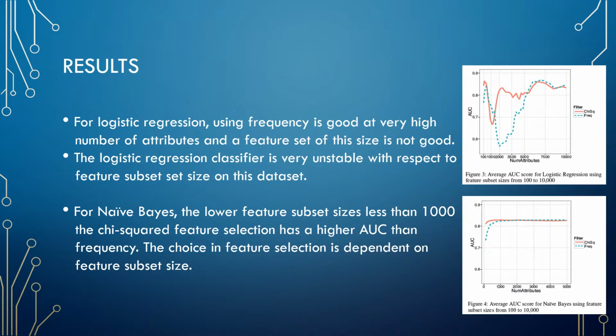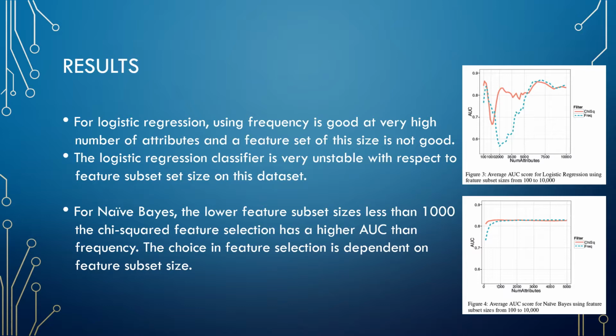Now for logistic regression, using frequency is good at a very high number of attributes, and a feature set of this size is not good. A logistic regression classifier is very unstable with respect to feature subset size on this dataset, which is shown on the right with our logistic regression. It shows the average AUC score for logistic regression using feature subset sizes from 100 to 10,000.